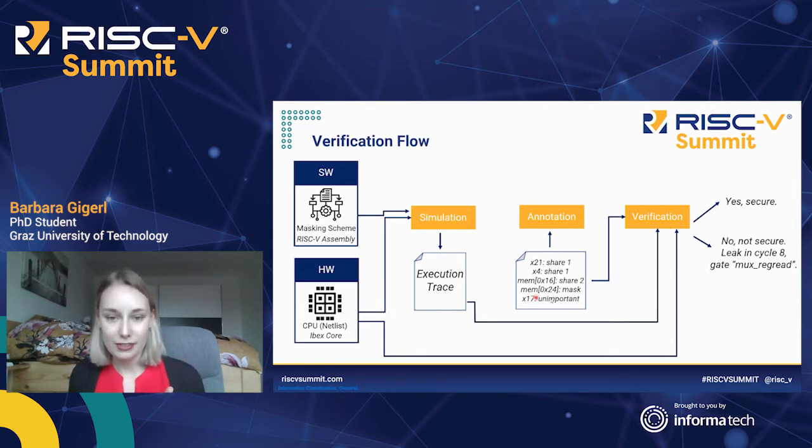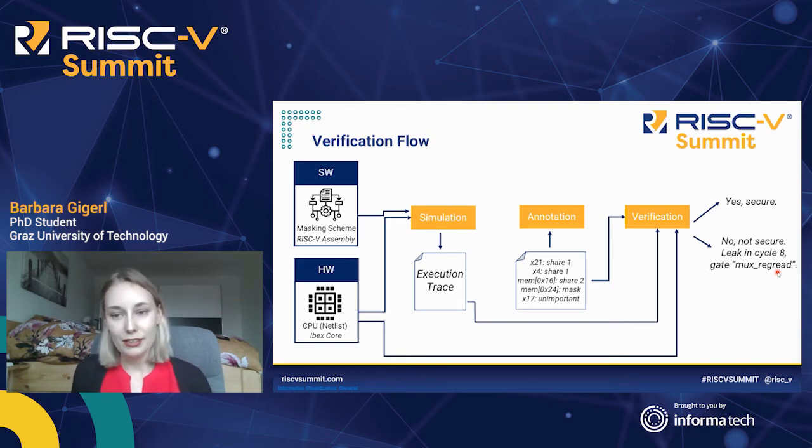First of all, the labeling. Second, the execution trace, which represents the software. And third, the hardware, so the Ibex core. The verification process has as output either yes, this is secure, or no, it's not secure, and you should have a look at cycle 8 and gate rec read, because there is a leak, and it comes from a combination of secret shares, which reveals something about the secret.